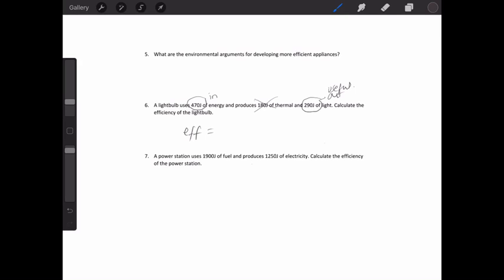So if we're working out the efficiency, it is the useful energy that you get out, so in this case 290, divided by the total energy that you've put in, in this case 470. And then of course you can always use a calculator, so on the calculator I work out the answer and it's 0.62. If I times that by 100, I can put this as a percentage. It would be 62% efficient.